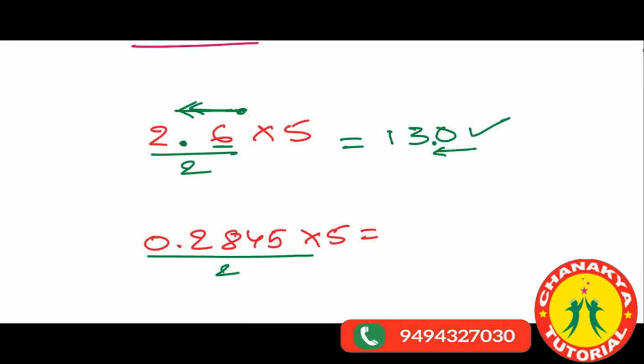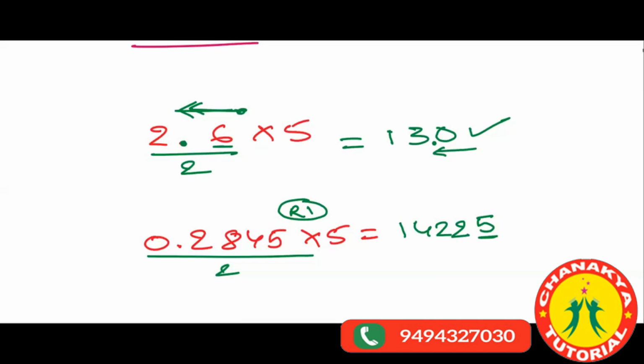2845. 2 means it is 1 now. When divided by 2, 142. Again 2 with a remainder of 1. Because the remainder is 1, the last digit will be 5. Now we got the result of 2845 with 5.